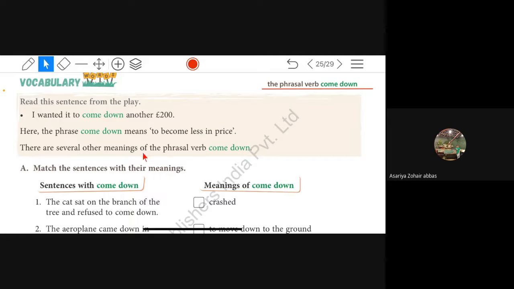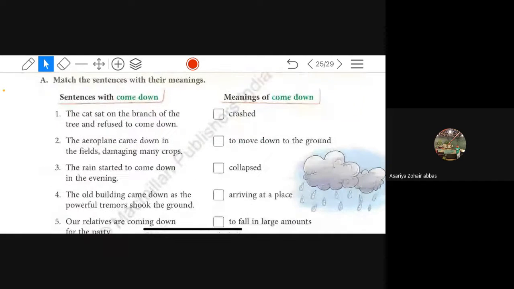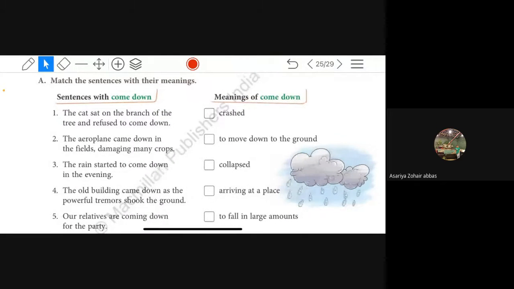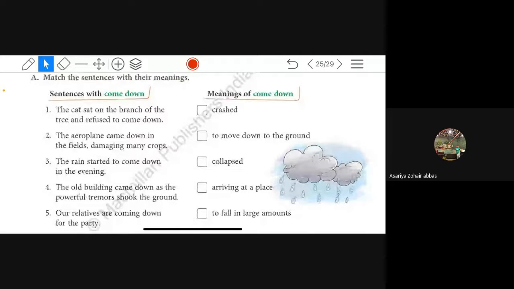There are several other meanings of the phrasal verb come down. As we use it in a different sentence, the meaning is different. But the phrasal verb is come down. Let us see what the different meanings of the phrasal verb come down are. Match the following sentences. In all the five sentences, you will see the phrasal verb come down. But you have to match it with the correct meaning. Right?